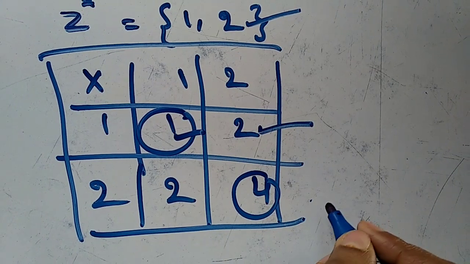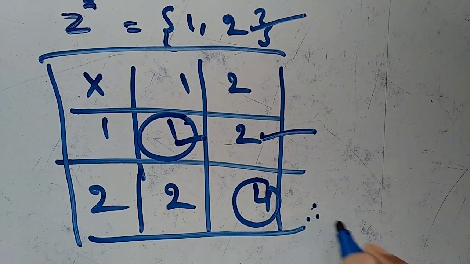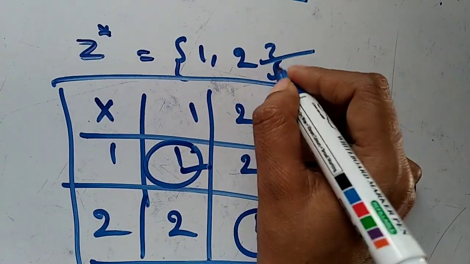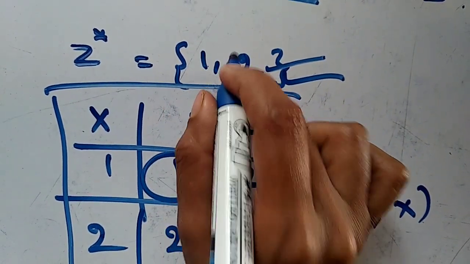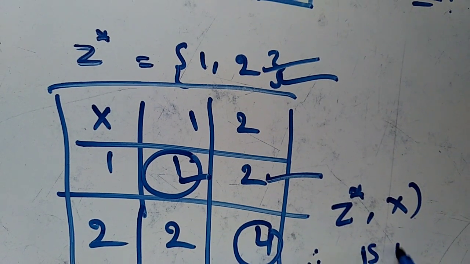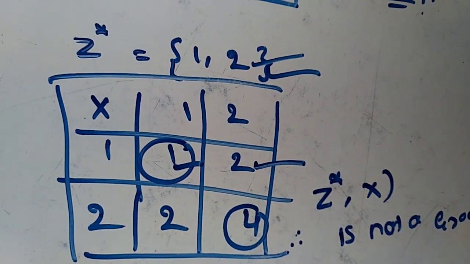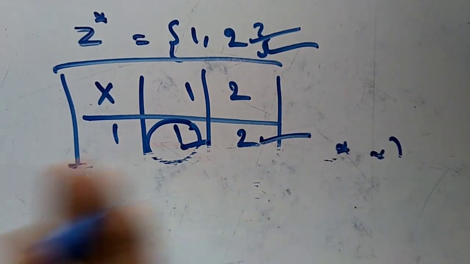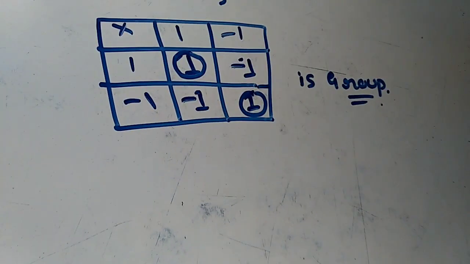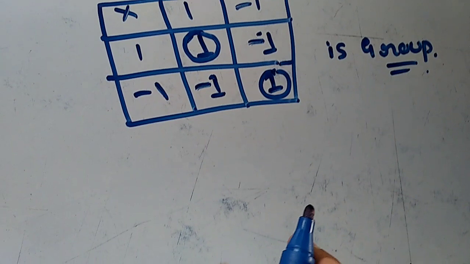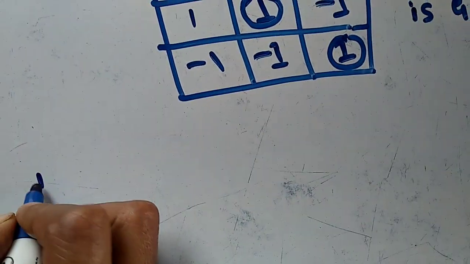Therefore we can say that if I take 1 and 2 with respect to multiplication, then this is not a group. So from a table like this we can check. Now I will tell you about using all those conditions. So, first condition.